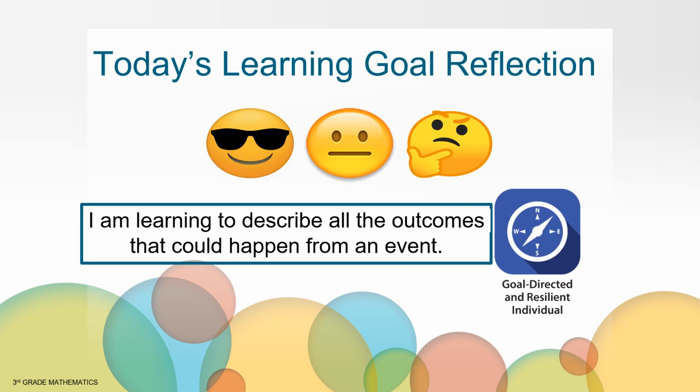Now let's reflect where you are in your learning about describing outcomes that could happen from an event. And how did you do at practicing being goal-directed and resilient as you tried to stay on task during this lesson? Which emoji best represents how you're feeling about today's learning? What makes you pick that one?